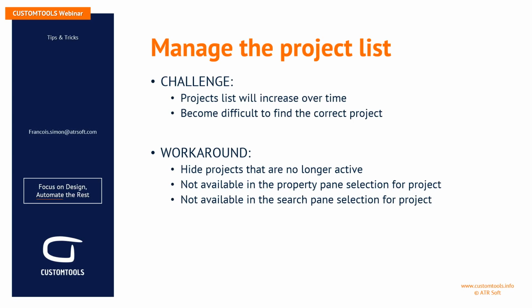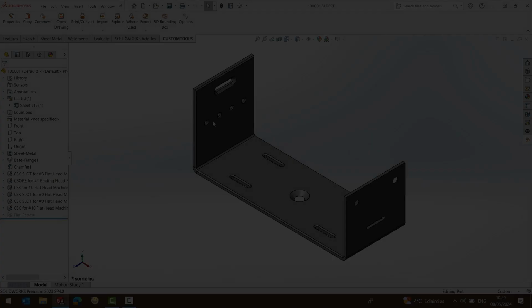As the list of projects expands, locating the correct project can become challenging. One practical strategy to streamline project management is to hide projects that are no longer active. However, it's worth noting that archived projects are no longer available in the property pane or the search pane for project selection. Having only active projects visible will aid the project selection.